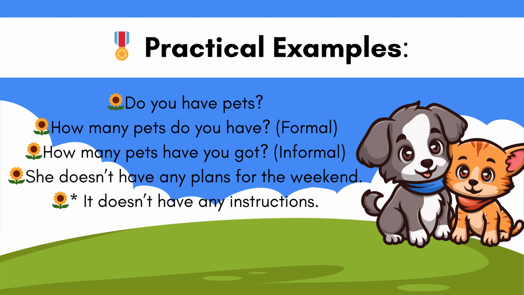Now I'll give you some practical examples where formal and informal sentences are used. How many pets do you have? It is an informal way of speaking. If the same sentence is said in a formal way, how will you say it? How many pets do you have? That is a formal way. Another informal way of speaking is: she doesn't have any plans for the weekend. At the same time, another sentence: it doesn't have any instructions. That's it.